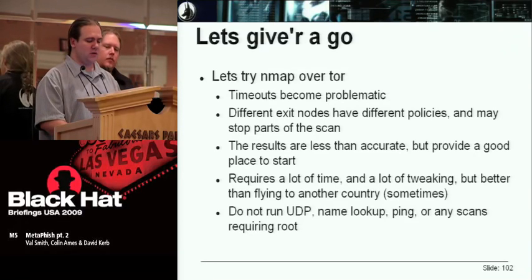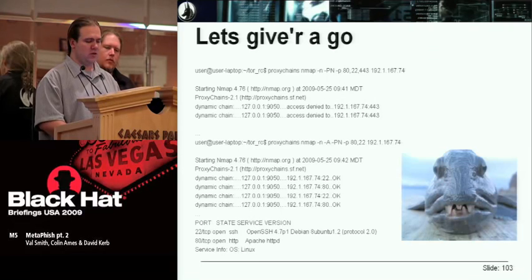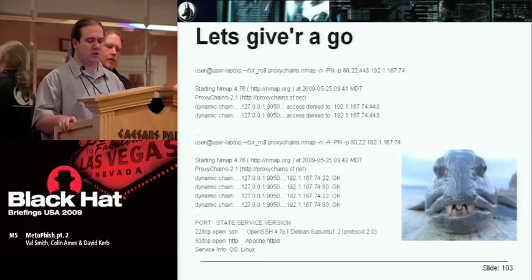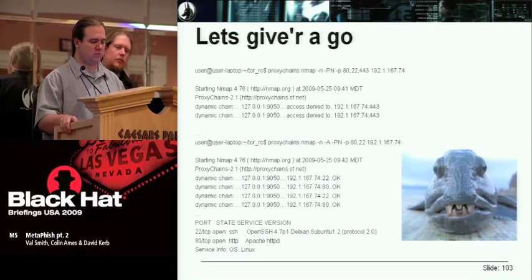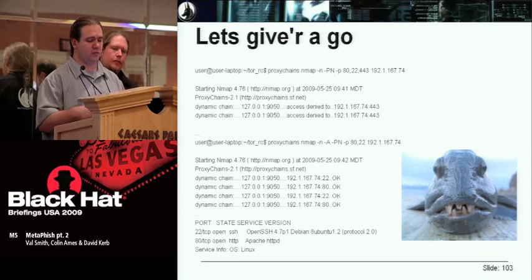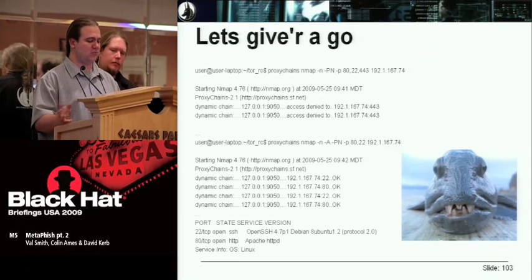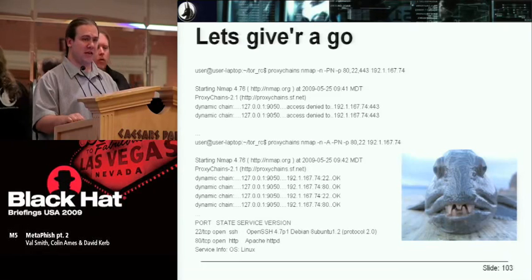Never UDP. Try to say no ping, no name lookup. So we did an example. I went ahead and Nmapped the blog for attack research, just to see what we could find. Now, the very first thing is I'm using Proxy Chains here. The reason I'm using Proxy Chains is because it gives you some feedback, which can make your scans faster.